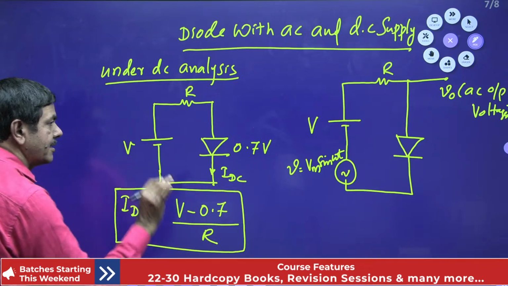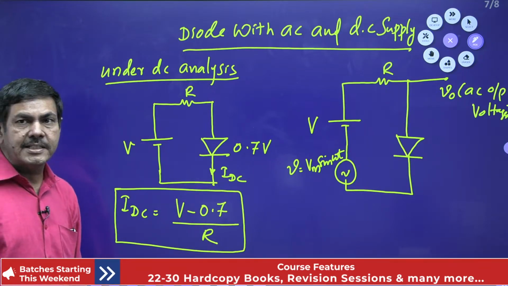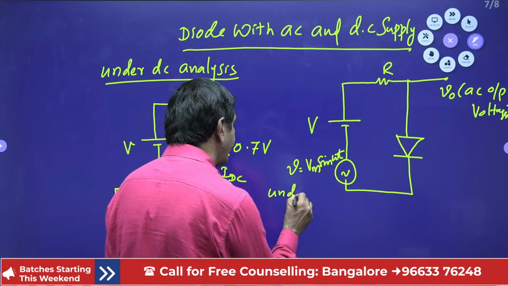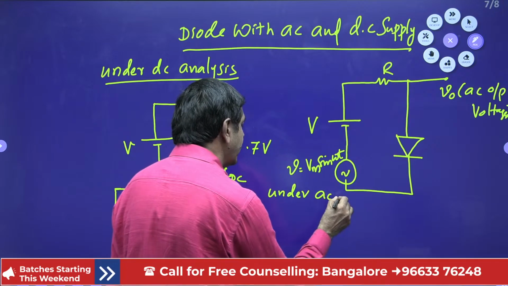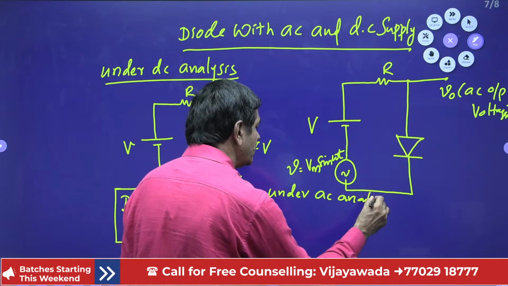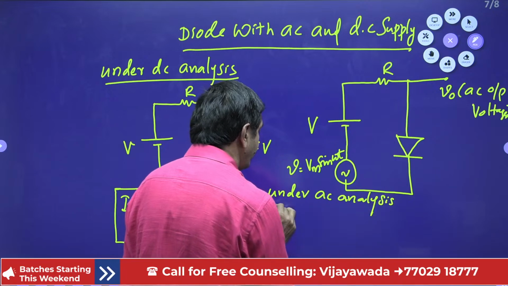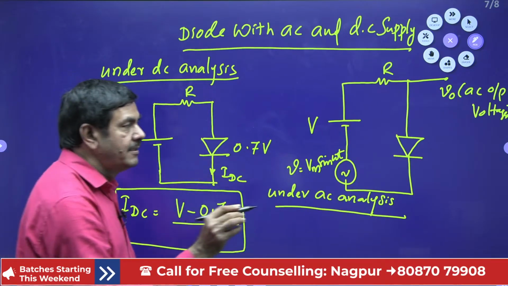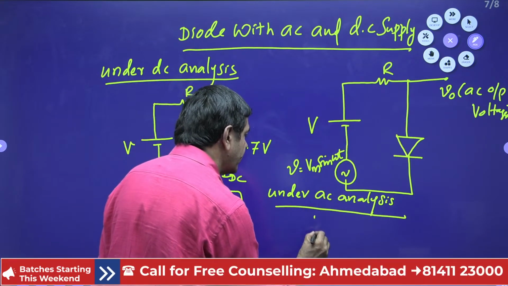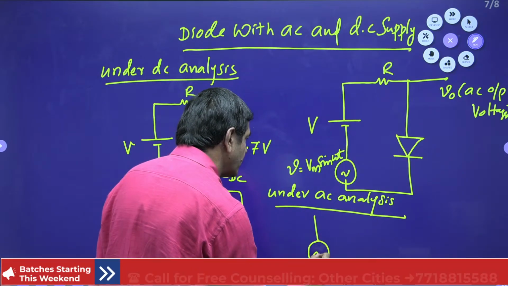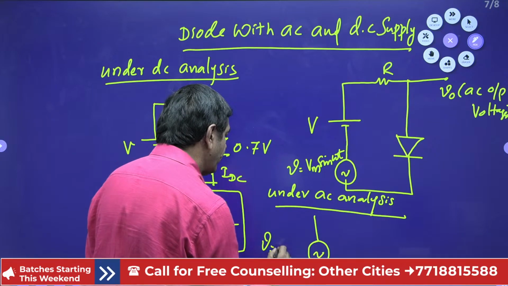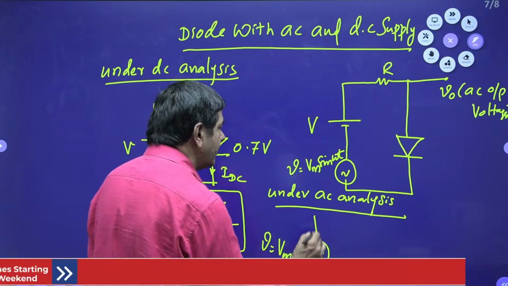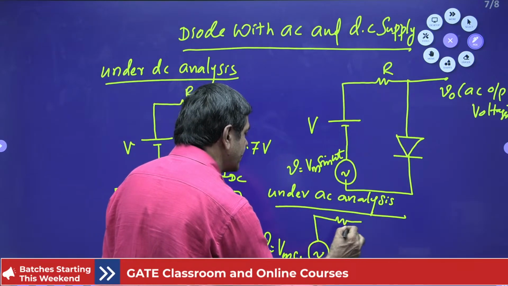You will get IDC. Now AC analysis is more important now. Under AC analysis, what you have to do? Wherever a DC source is given, that must be shorted. The DC source is shorted, and you must connect an AC source, V equal to Vm sin omega t. The resistor R you have to connect as it is.